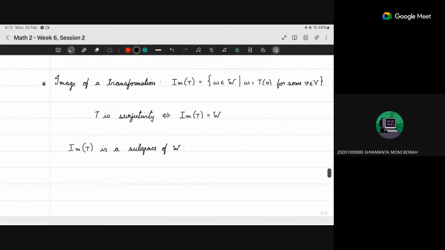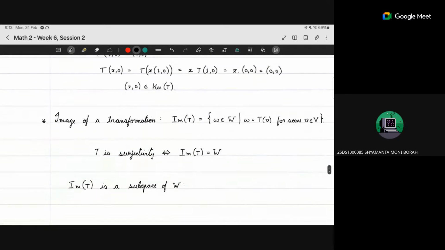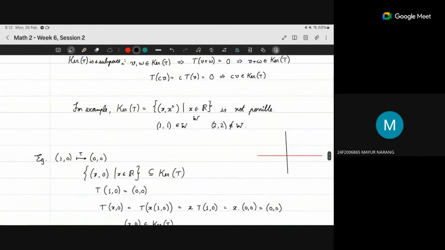You can take two elements in the image and look at their pre-images, and then you can add those pre-images to get a pre-image for the sum. So the sum is also in the image. And similarly, you can just scale the pre-image to get a pre-image for the scaled element. So the important point is to note that image of T is a subspace. The proof is not as important in this context.